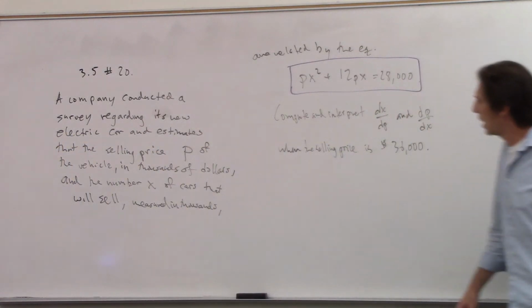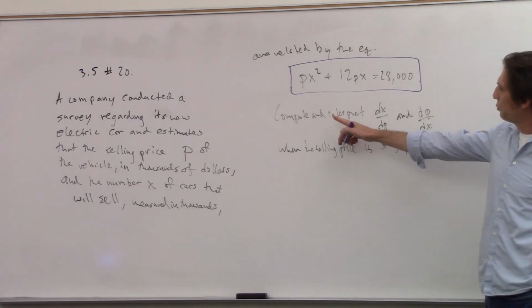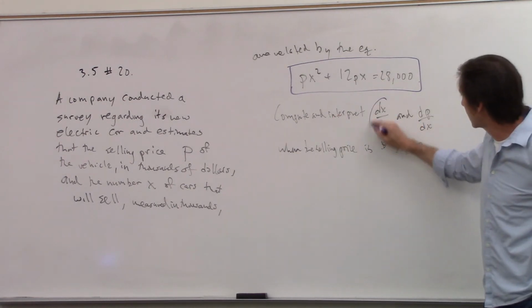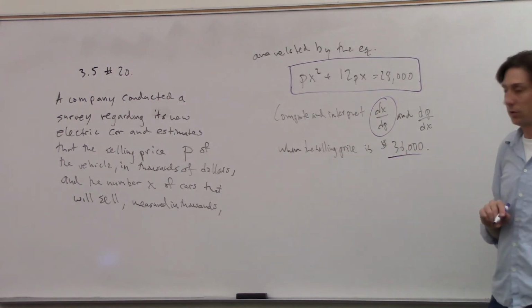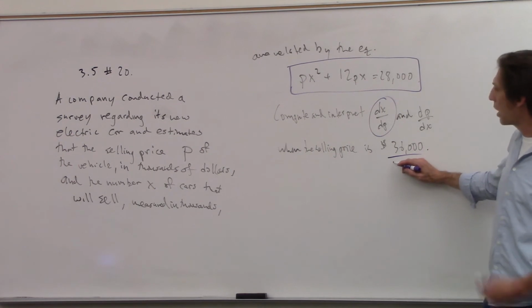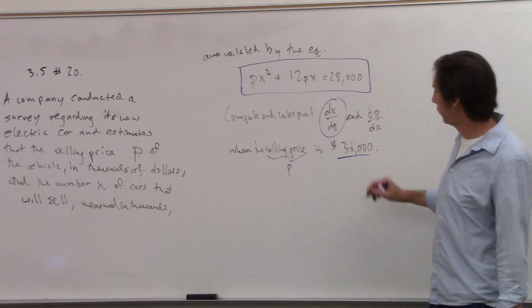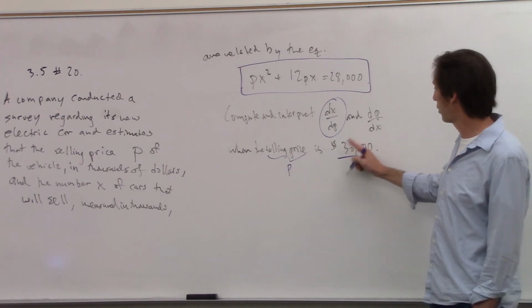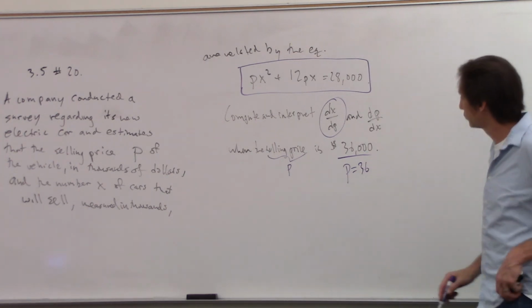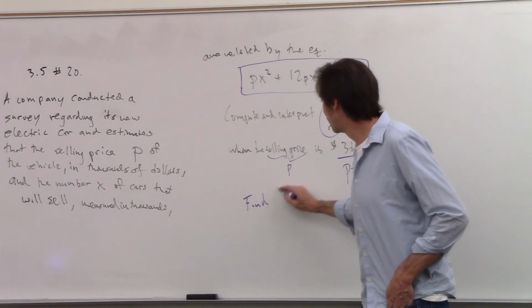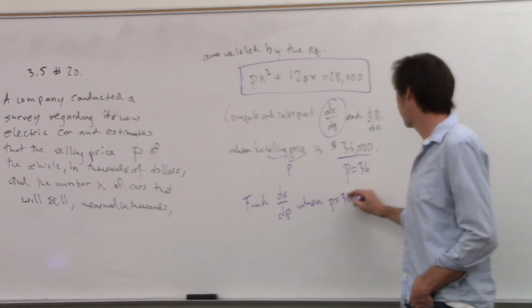I'm going to do half of this one, and then tomorrow if you have more questions, we'll do the other half. But let's compute and interpret dx/dp when the selling price is 36,000. So the price, remember, is P. P is given in units of thousands of dollars. So if the selling price is 36,000, then P is 36. All right, so we're going to find dx/dp at the moment when P is equal to 36.